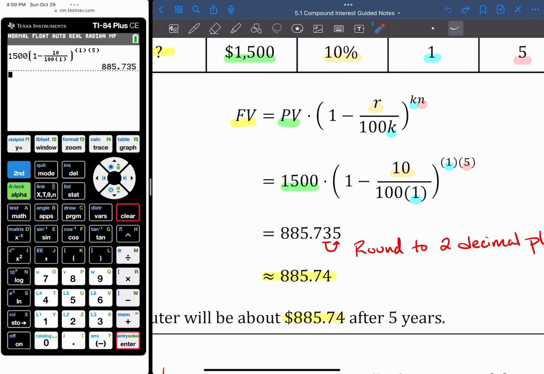Anyway, I get that the depreciation is $885.735. We want to round to 2 decimals because I want realistic money. So I'm going to look at the decimal, go 2 places over. It is that 3. Look to the number to the right. It is a 5, which tells me that 3 is going to round up to a 4. So approximately the value of the computer is going to be $885.74 after 5 years.